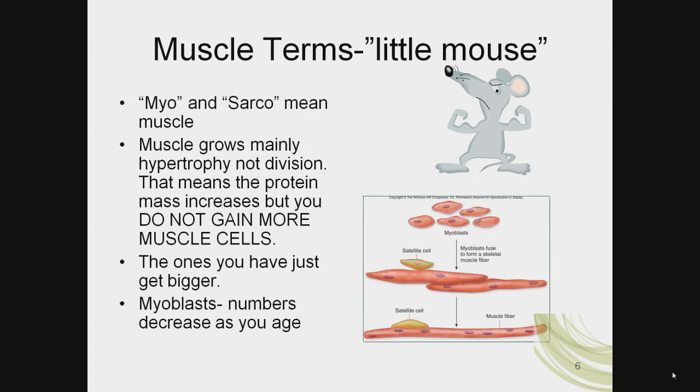Myoblasts are an example. So I had a cousin in the past who had a severe off-roading tragedy when he was very, very young.